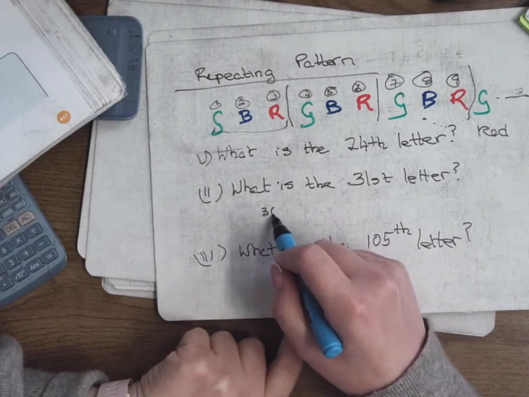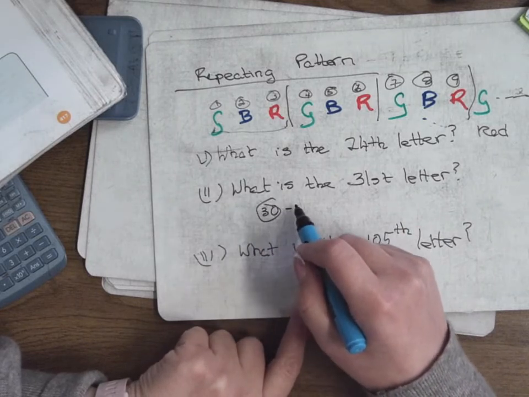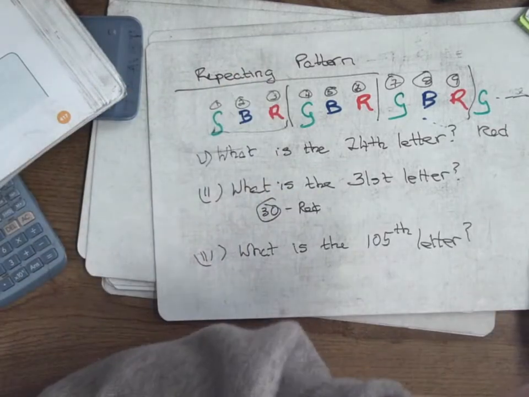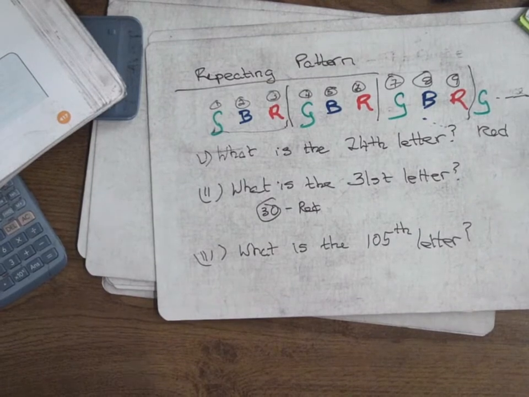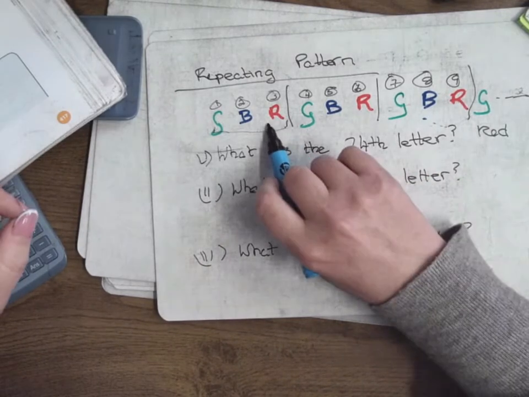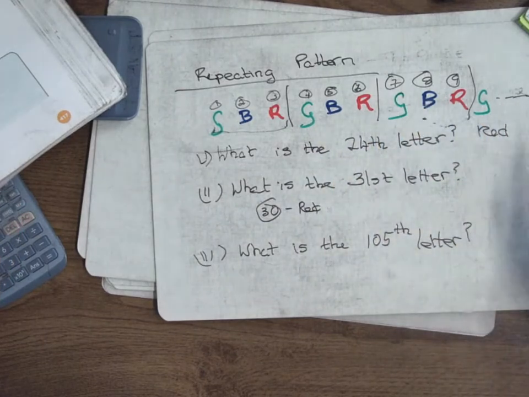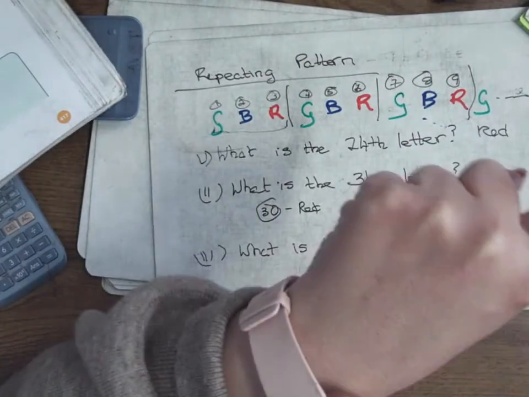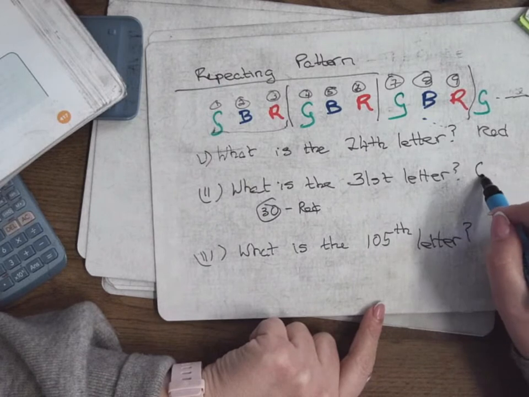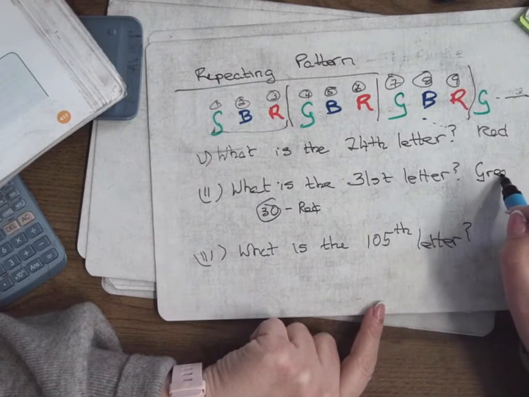So number 30, isn't it? What colour is number 30? Red. So the 30th counter is red. How do I know the 30th counter is red? Because it's a multiple of 3, isn't it? 3 goes in evenly into 30. So that means the 30th one is red. Would you agree? So 31 is next. It's straight after the red one, isn't it? What comes straight after the red one? Green, so the 31st letter is green.